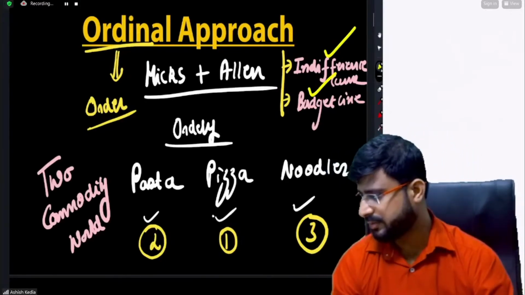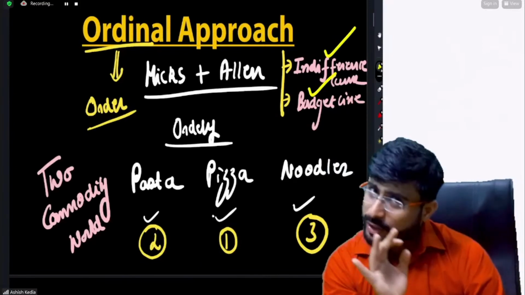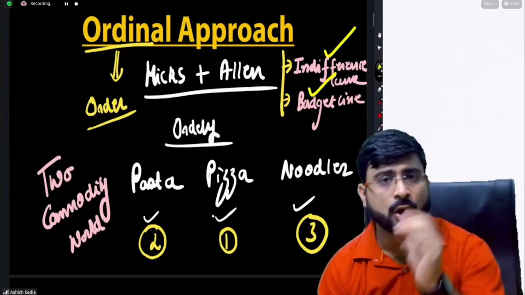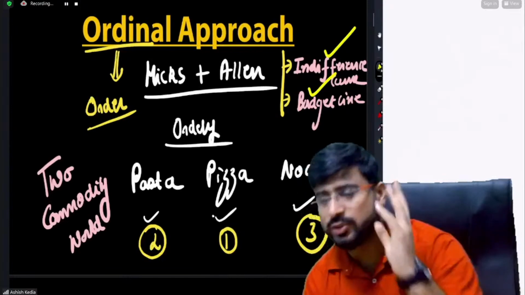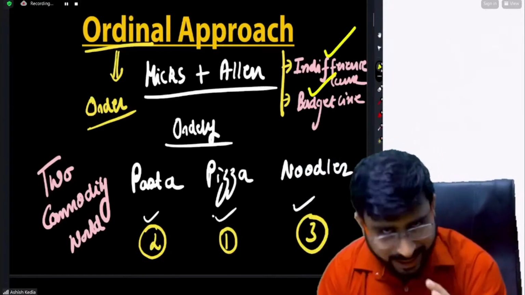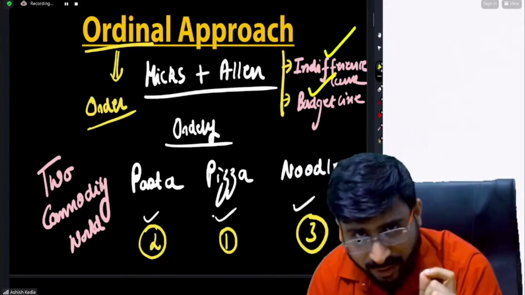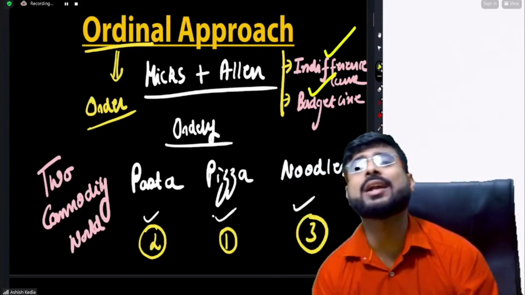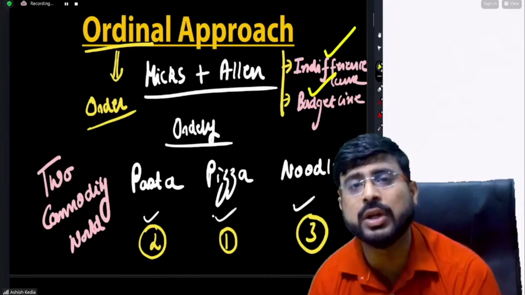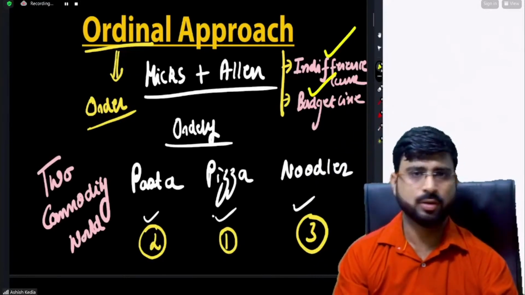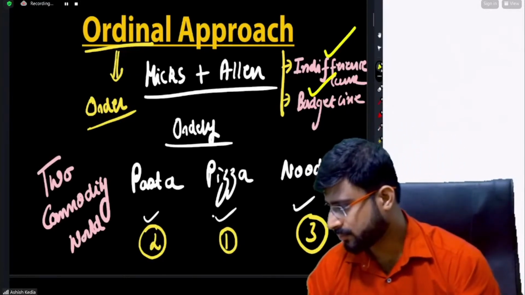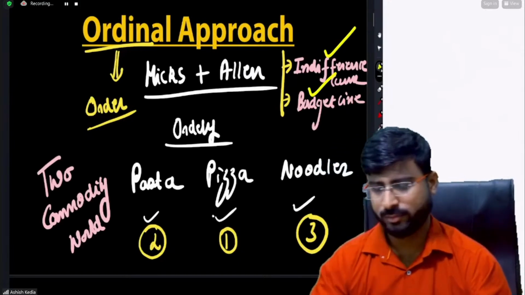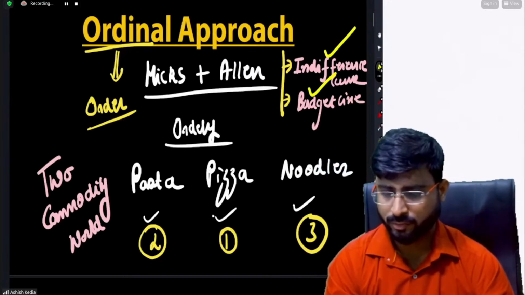Only when you understand the indifference curve and the budget line will you be able to arrive at the consumer's equilibrium point. Got it? Okay, great.